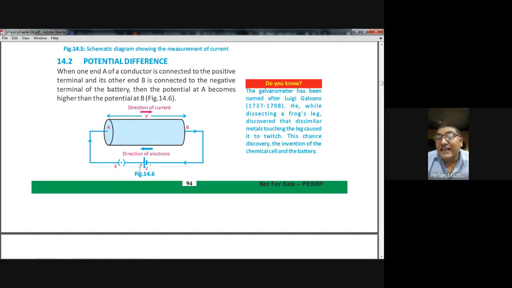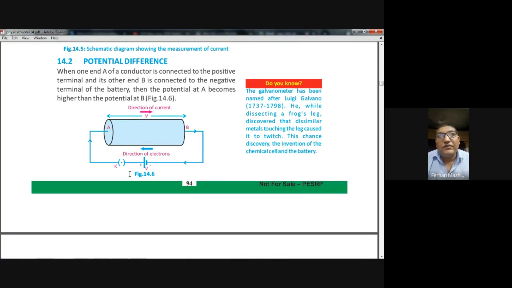If this source of electric energy is not there, the charges cannot move in the circuit. So the basic function of this battery or this cell or this source of electricity is to provide energy.